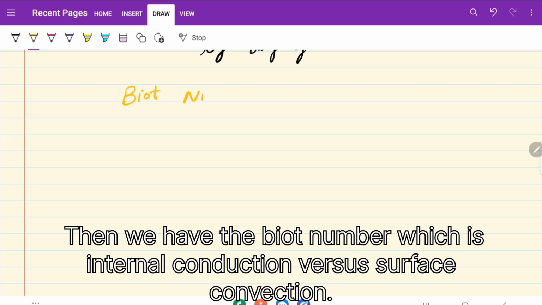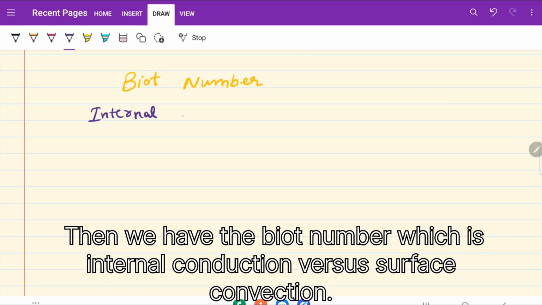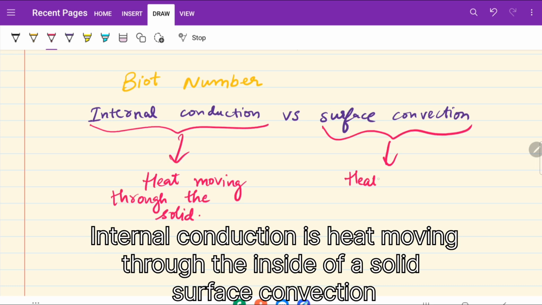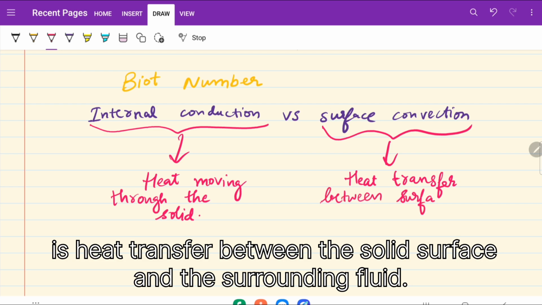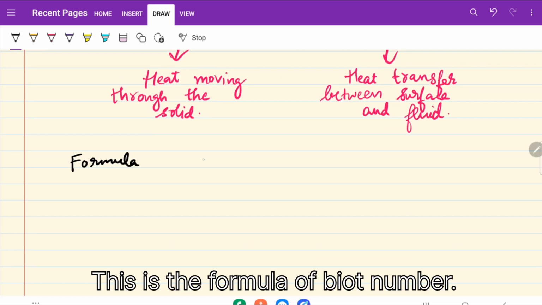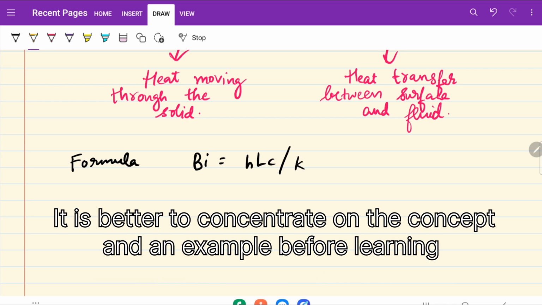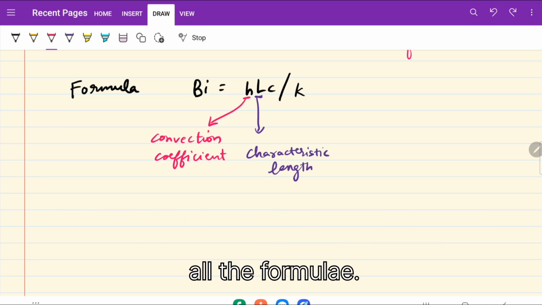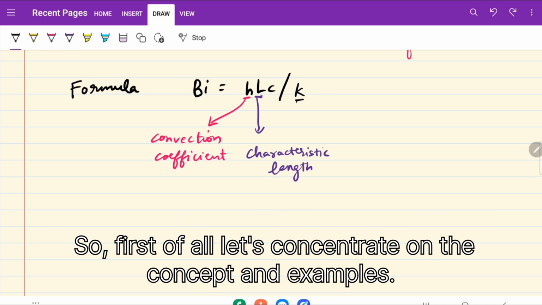Then we have the Biot number, which is internal conduction versus surface convection. Internal conduction is heat moving through the inside of a solid, while surface convection is heat transfer between the solid surface and the surrounding fluid. This is the formula of Biot number. It is better to concentrate on the concept and an example before moving on to learning all the formulae. So first of all, let's concentrate on the concept and examples.